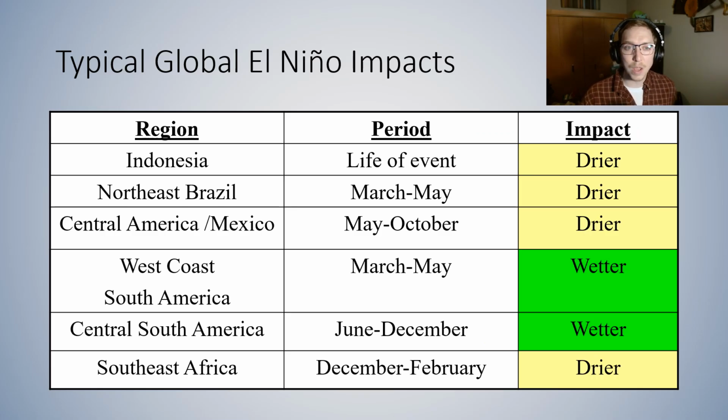Typical global El Nino impacts in Indonesia. For the life of the event, we typically see drier conditions, as we see in northeast Brazil and Central America and Mexico during spring through fall. Along the west coast of South America, we typically see wetter conditions in March through May. In Central South America, we typically see wetter conditions in June through December. And then in Southeast Africa, we typically see drier conditions in December through February.